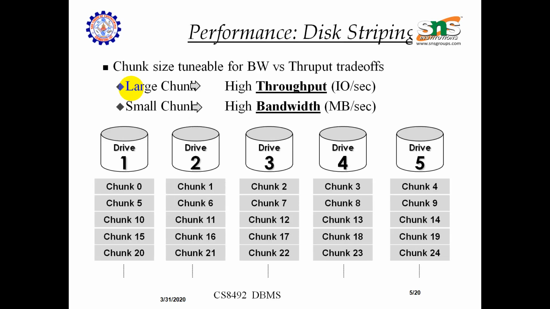We have six RAID levels available. First one is performance-based disk striping. The chunk size is tunable for bandwidth versus throughput. That means a bandwidth versus throughput trade-off. A large chunk gives high throughput and IO per second, and a small chunk gives high bandwidth, megabytes per second. So drive 1, 2, 3, 4, 5.